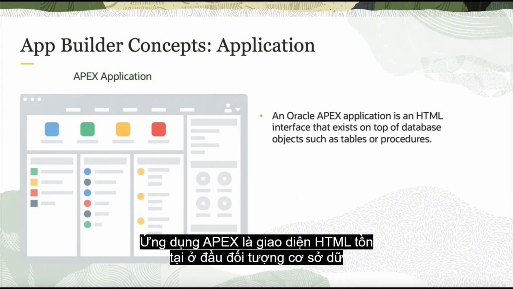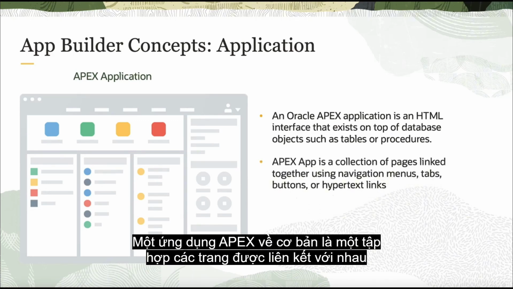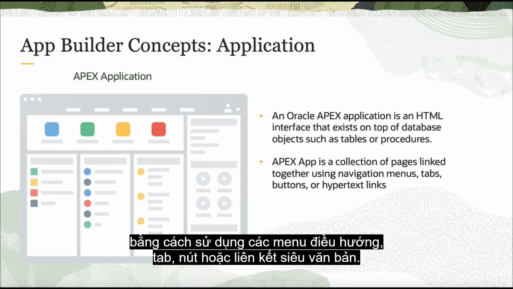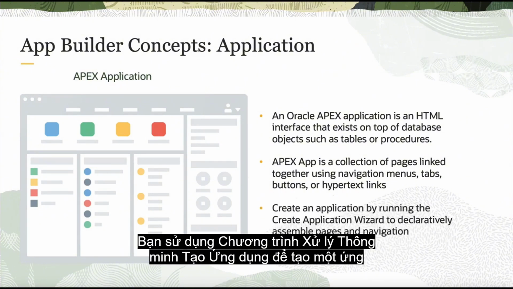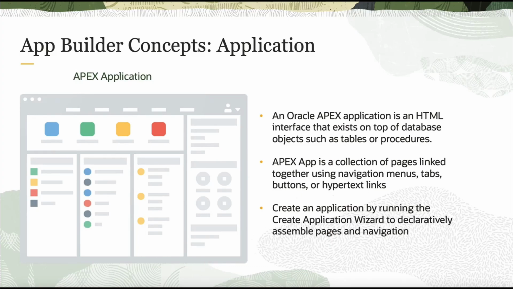An Apex application is an HTML interface that exists on top of database objects such as tables or procedures. An Apex application is basically a collection of pages that are linked together using navigation menus, tabs, buttons, or hypertext links. You use the Create Application wizard to create an Apex application wherein you declaratively assemble pages and navigation.